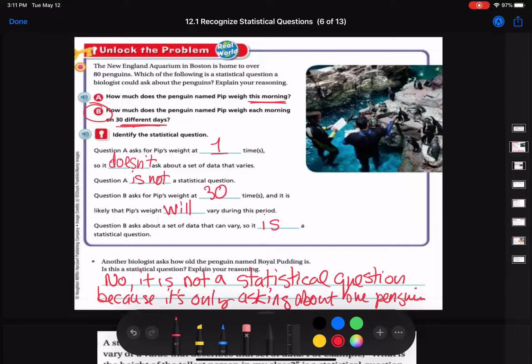Okay, so maybe if they'd asked you, there's a group of penguins and you have all their ages, how old is the oldest penguin? How old is the youngest penguin? Because then you're having to actually look at data. Here, it's one penguin, this is his age at this time, there's no other data.